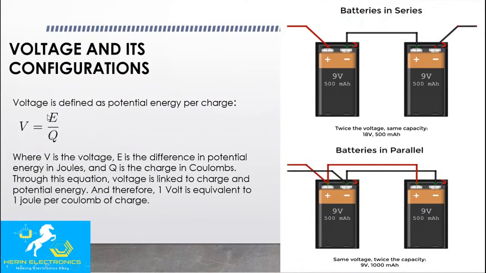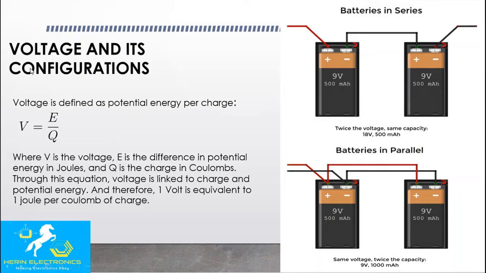Voltage can be defined as potential energy per charge, easily depicted with the formula V = E/Q, where V is voltage, E is the difference in potential energy in joules, and Q is the charge in coulombs. Through this equation, we can link voltage with energy and charge, as 1 volt is equal to 1 joule per coulomb of charge.